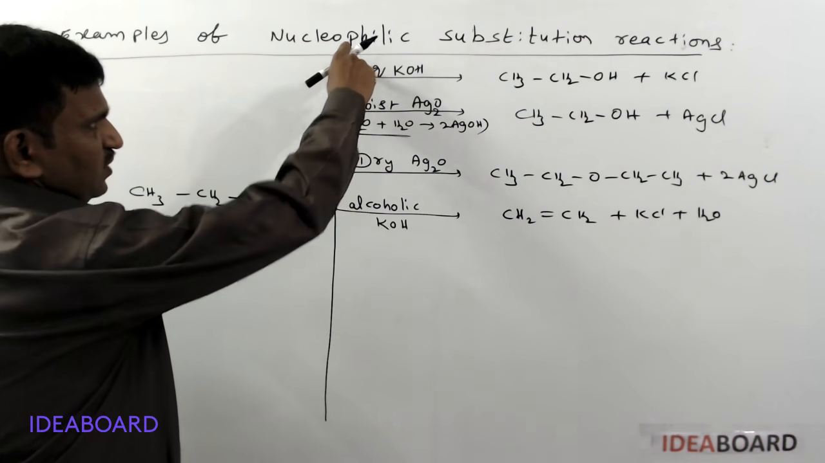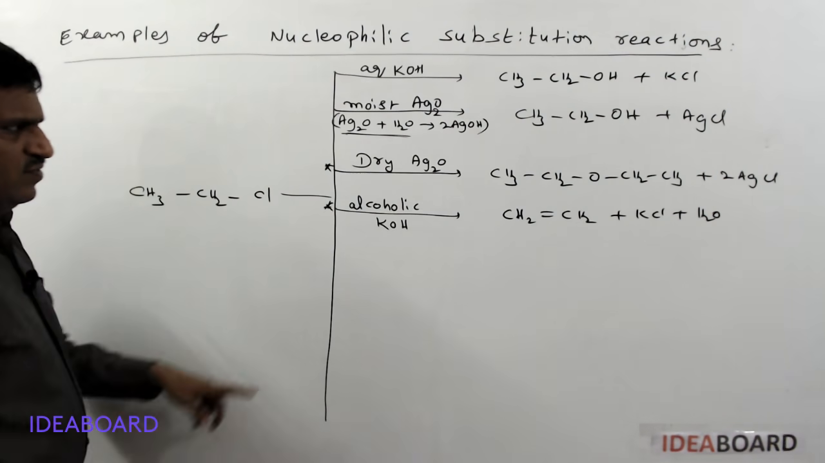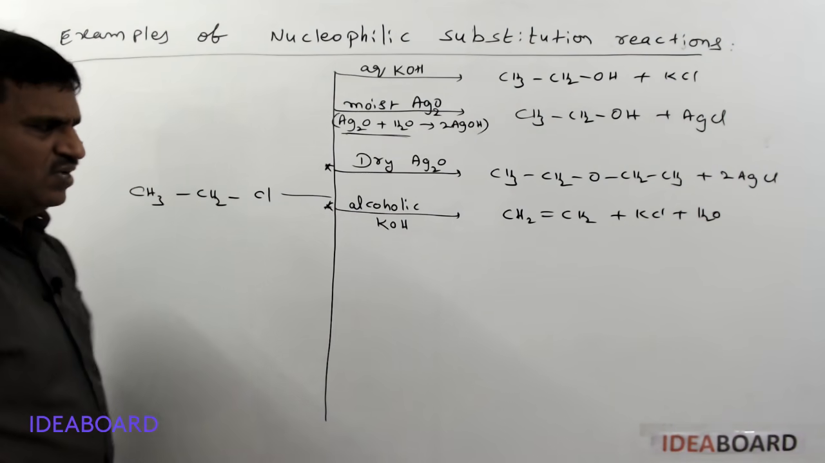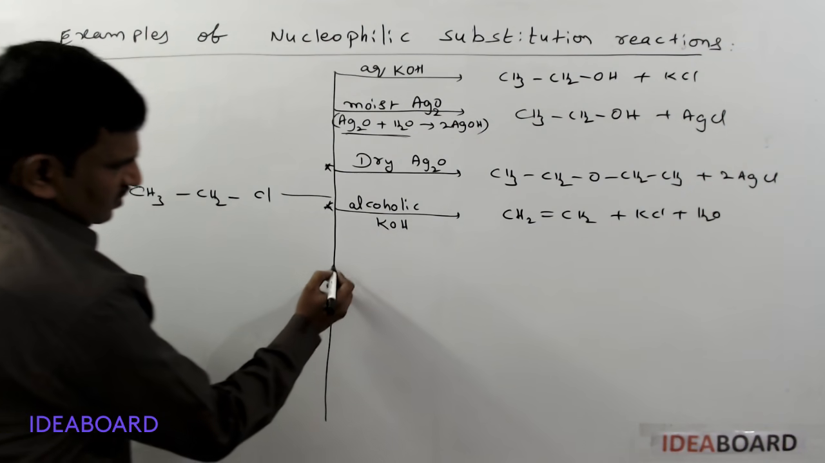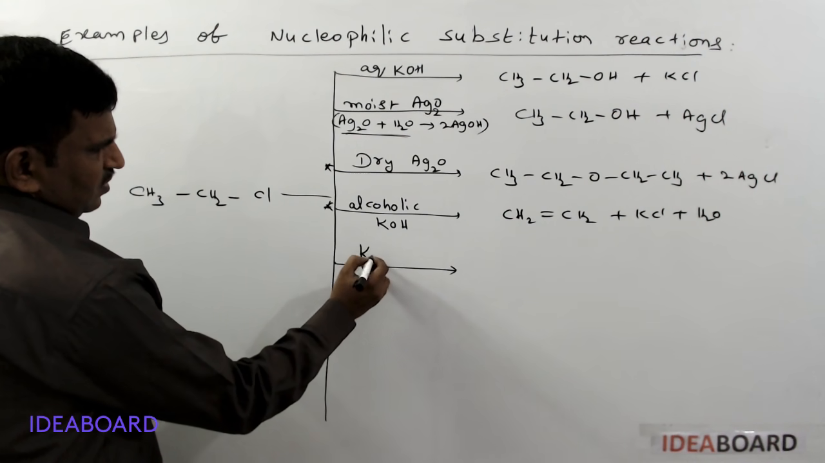So aqueous KOH, moist Ag2O will give alcohols. If dry silver oxide is taken, diethyl ether. If alcoholic KOH is taken, alkene is formed. Okay. And next, another important reaction, KCN.